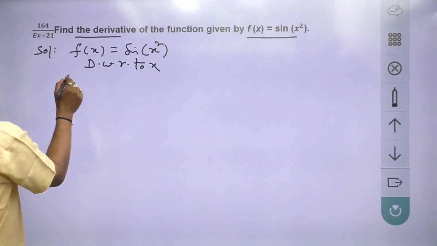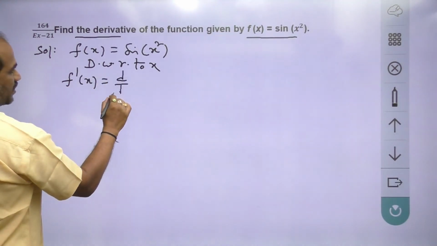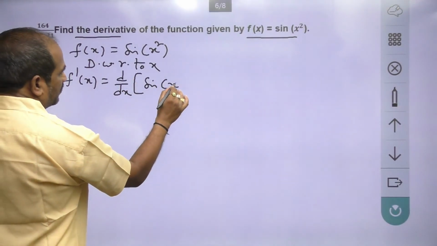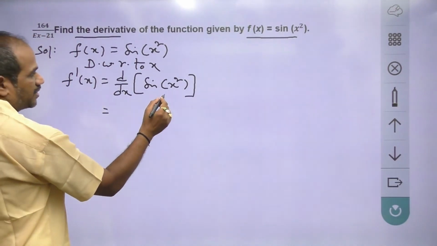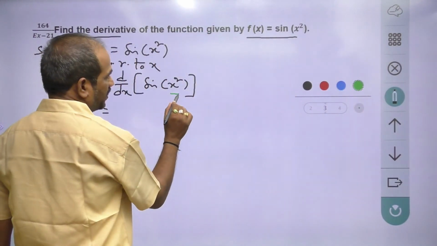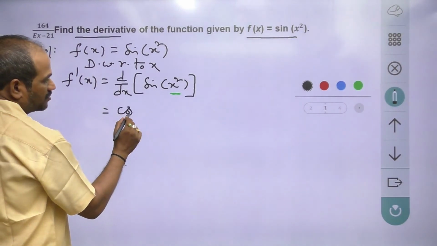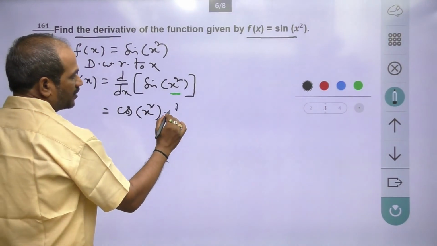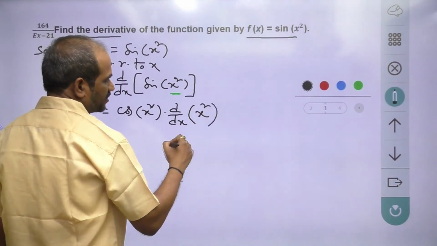So differentiate with respect to x. The derivative f dash x is equal to d by dx of sin of x square. That is d by dx of sin x, which is cos x, so cos of x square into d by dx of the inner function, which is x square.